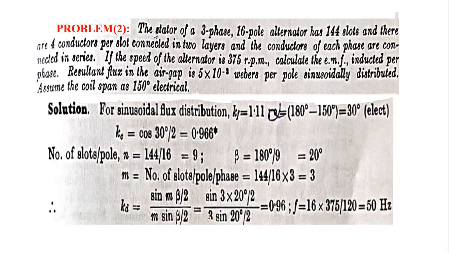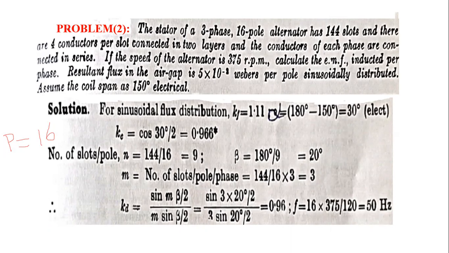Next, coming to the second problem: the stator of a three-phase 16-pole alternator has 144 slots. Therefore, P is equal to 16 poles. The alternator has 144 slots, and there are 4 conductors per slot. By using this, we obtain Z. What is the formula for Z? Slots into 4 by phases.